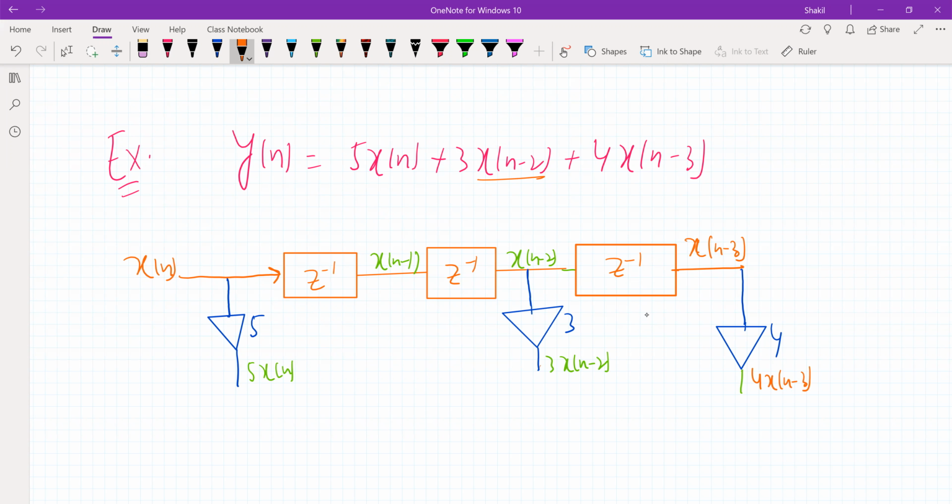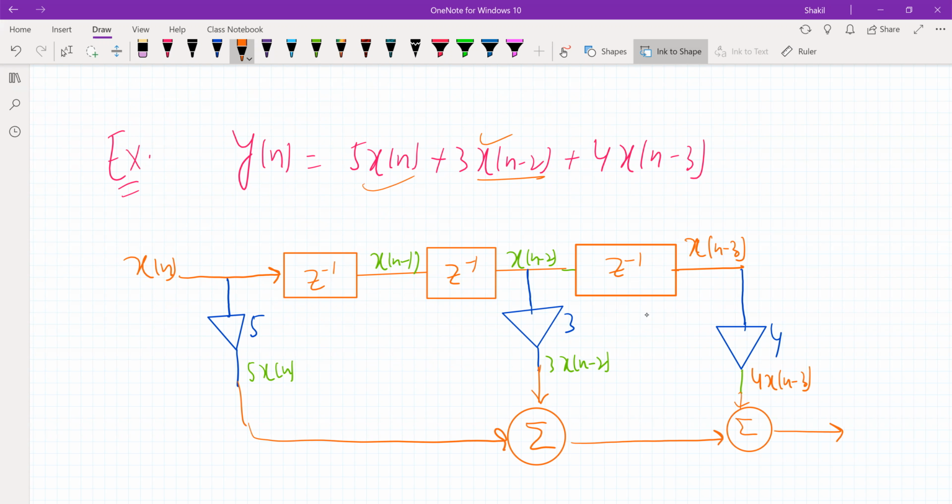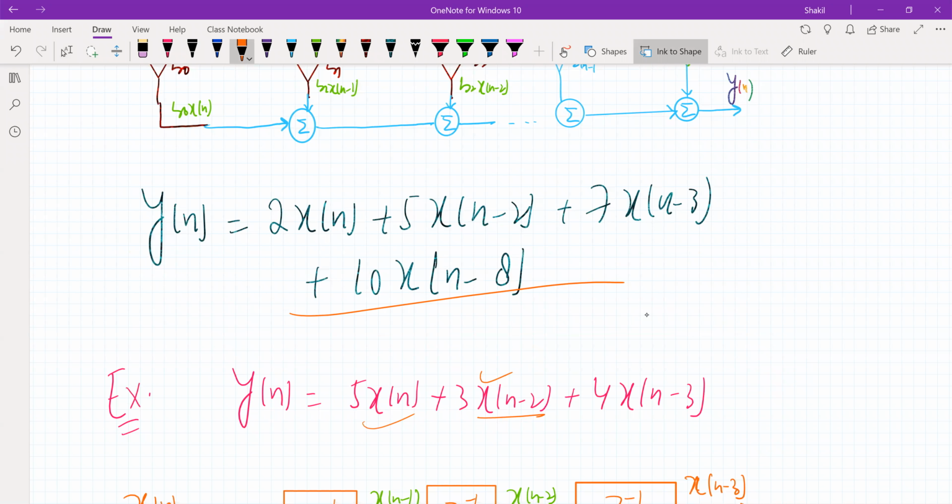So what we'll do, try to add these. We'll bring it here and add this. So we'll add this with this, right? So we have got this part and this part. Then we'll add it. All right, so this is y. Now try to realize this part yourself.